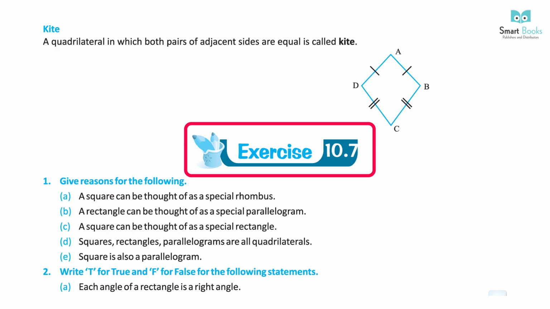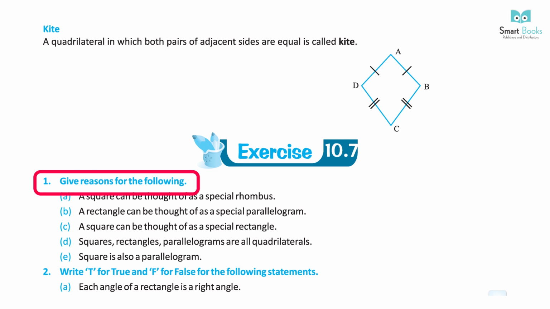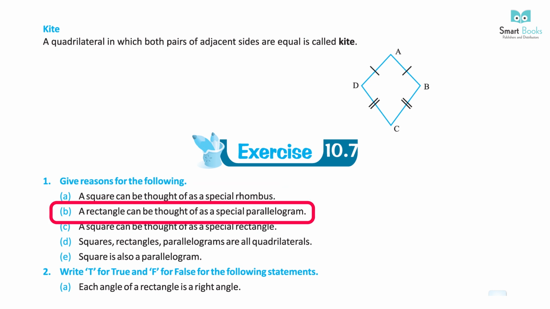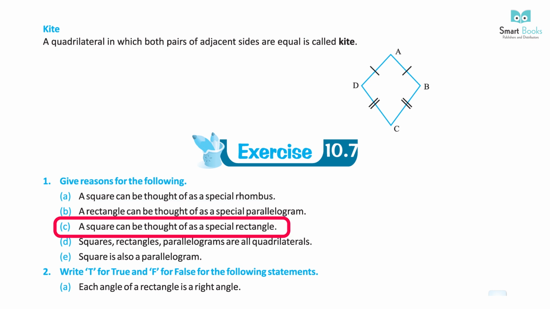Exercise 10.7. Question 1. Give reasons for the following. A. A square can be thought of as a special rhombus. Solution. Because all the sides are equal. B. A rectangle can be thought of as a special parallelogram. Solution. Because opposite sides are equal. C. A square can be thought of as a special rectangle. Solution. Because all the angles are 90 degrees.